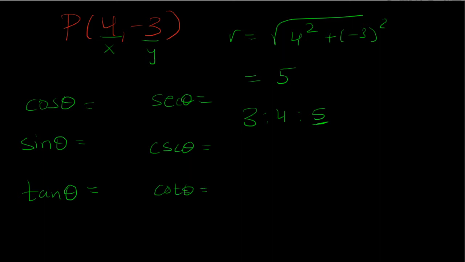Cosine we said is x over r, so that's 4/5. Sine is y over r, it's negative 3/5. Tangent is y over x. Secant, we're just going to flip cosine, and then sine and tangent. And so these are my 6 trigonometric functions. Let's look at another example.